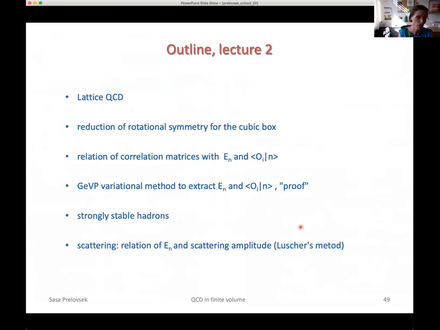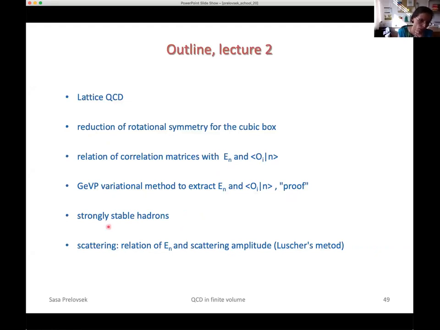So the outline: we'll study lattice QCD. First, we briefly discuss the effect of a reduction of rotational symmetry for this cubic box. Then we'll discuss the relation of correlation matrices to eigenenergies and overlaps, which you've seen already. Then we'll see how to extract these eigenenergies and overlaps via the GEVP variational principle, and I'll give you a proof of that. You probably know the idea of how to do it, but maybe you haven't seen the proof. Then briefly we'll discuss the strongly stable hadrons, which are kind of easy.